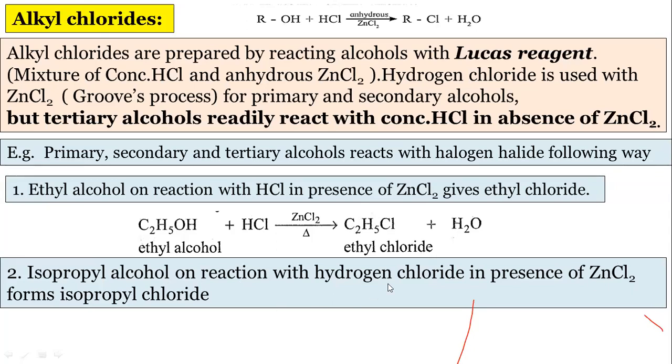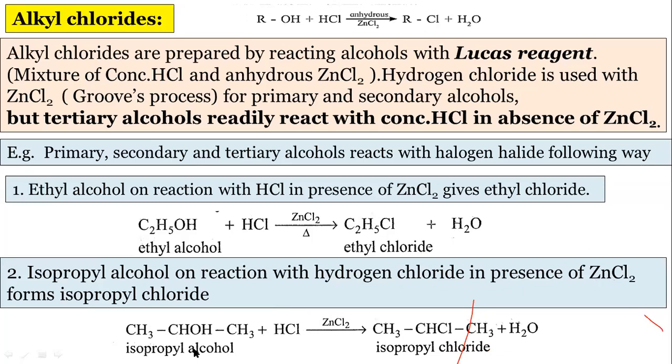Isopropyl alcohol on reaction with hydrogen chloride in presence of ZnCl2, that is a Lucas reagent, gives isopropyl chloride. This is isopropyl alcohol, a secondary alcohol, in which the OH is attached to a secondary carbon atom. With HCl and ZnCl2, the OH is replaced with Cl and we get isopropyl chloride. Only the OH group is replaced and a water molecule is formed.